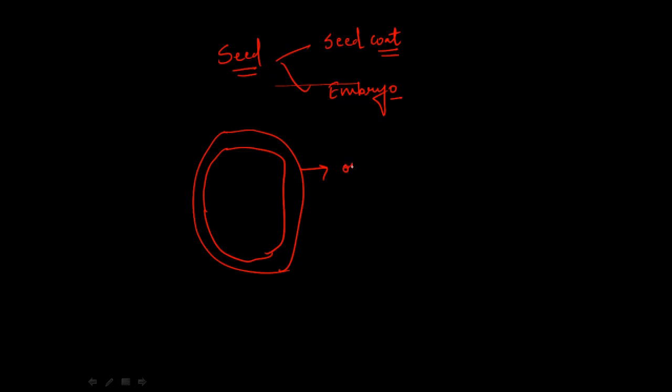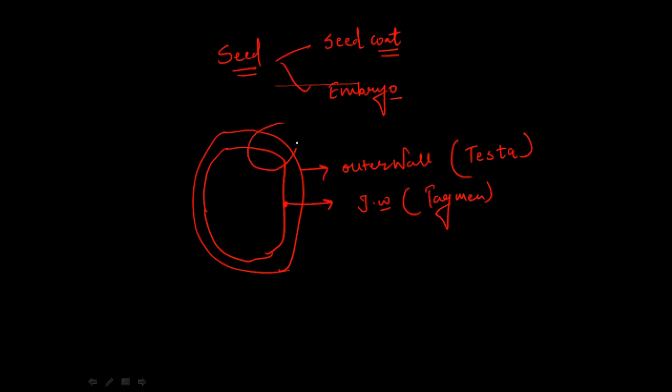That outer wall of the seed coat is the testa, while that inner one, as you can see there, represents the tegmen. Now there must be a question in your mind: what is the role of the testa and the tegmen? As you know, a seed has two parts, that is the seed coat and the embryo. This whole part is the seed coat, and inside it, let's say this is your embryo. So this outer wall is the testa. Testa, as you know, is the outer covering.